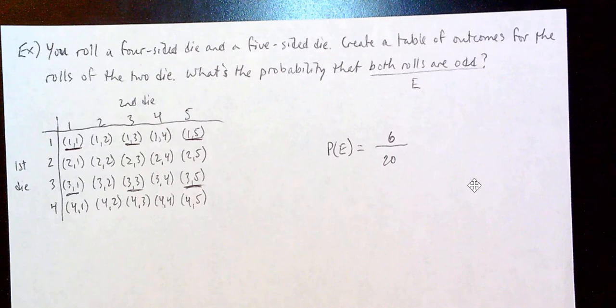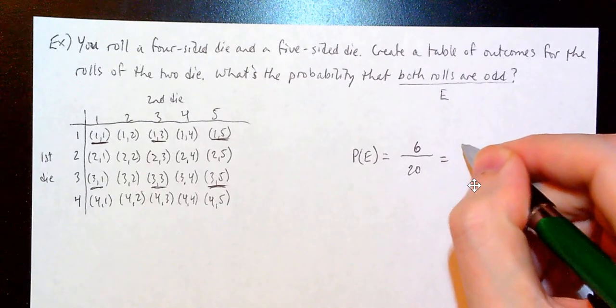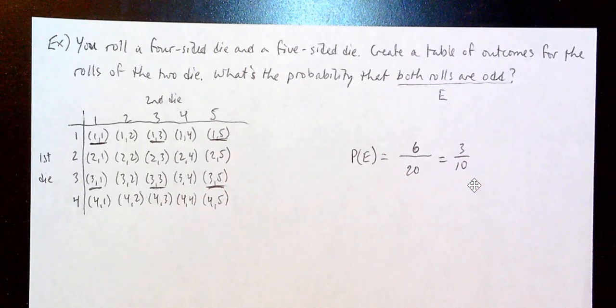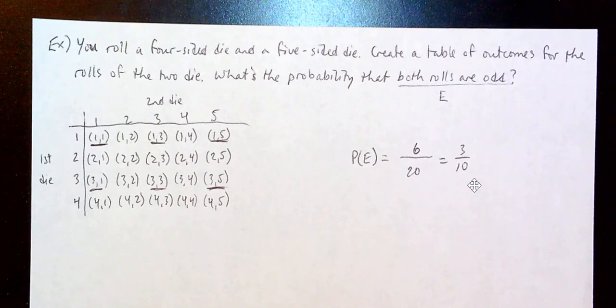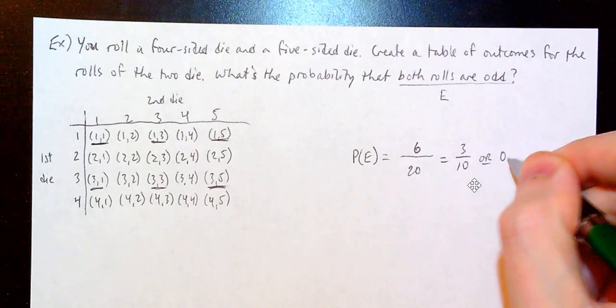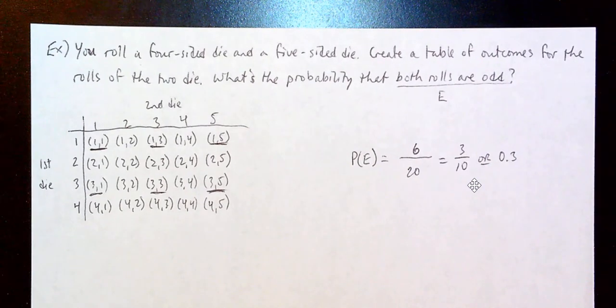So the probability that both rolls are odd is going to be 6 over 20. And typically we write this in simplest form. We cancel out common factors if we can, and we get 3/10 or 0.3. So that is our sample here.